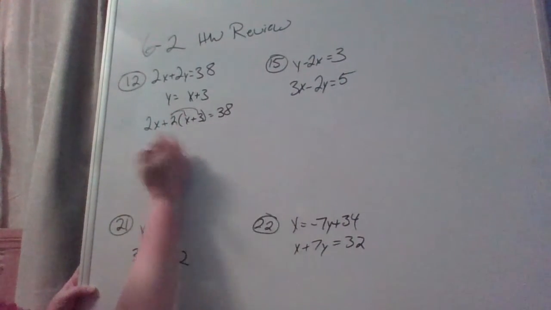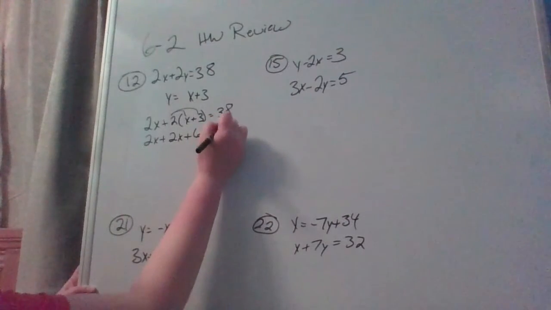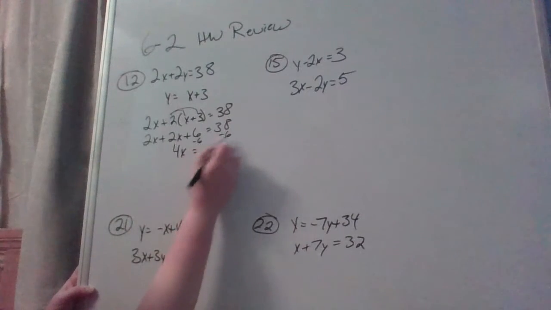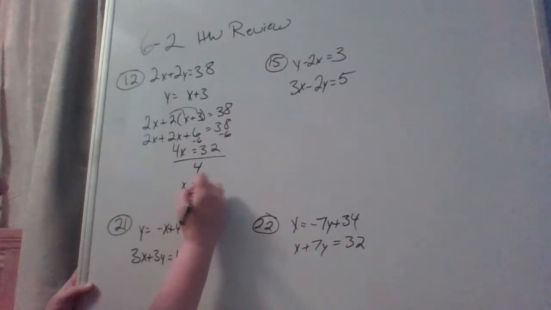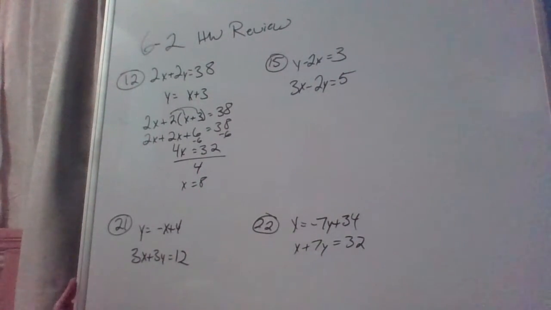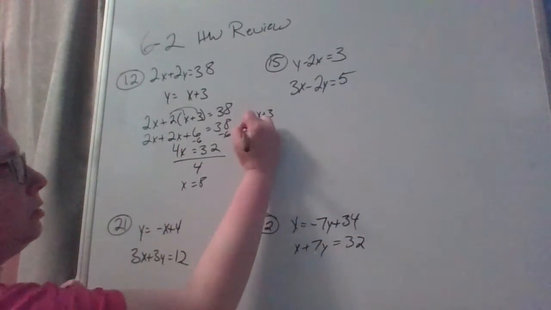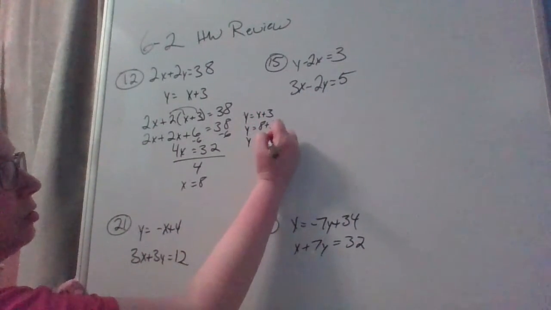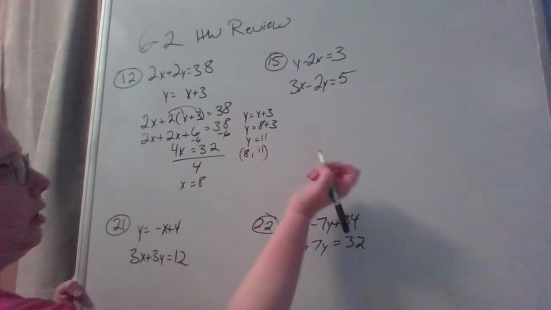We're going to distribute that 2 and say that that becomes 2x plus 6. We can then combine our like terms. So we're combining our x's, combining our numbers. And we see that x equals 8. Now that we know that, we can go ahead and put that into our other equation. I'm going to put it into this one and very quickly find out that y equals 11. So my solution that I came up with is 8, 11.